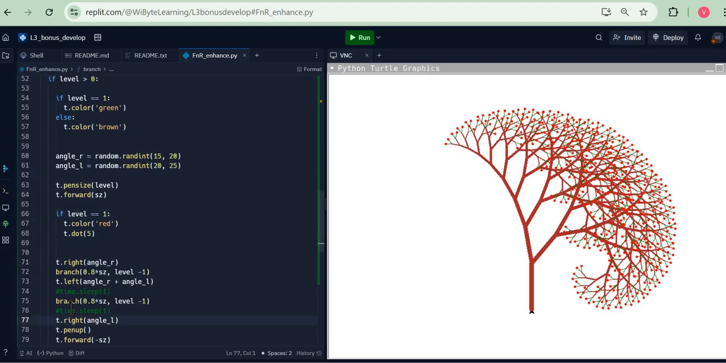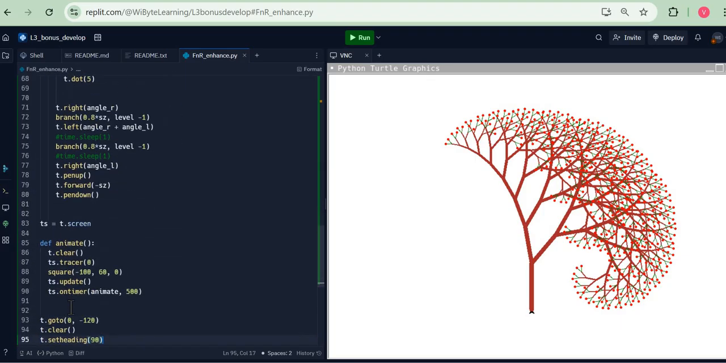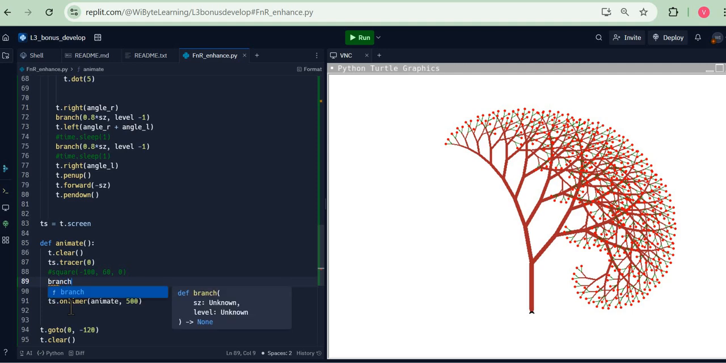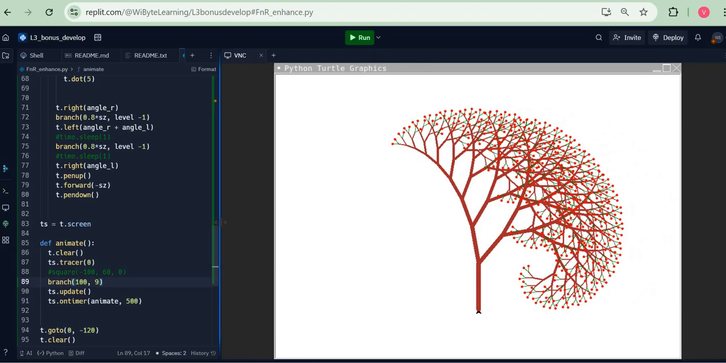Now remember, we want this animation to happen, so I had the function called animate, which was set up using t.onTimer. Now all I'm going to do is, instead of calling the square like I was doing earlier, let me call branch, BRANCH, say 109, because that sets up a recursive loop that draws a tree, and every 500 milliseconds I call this. I think this should really be about it.